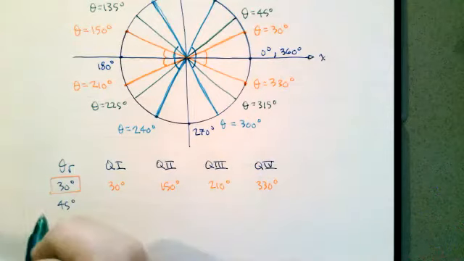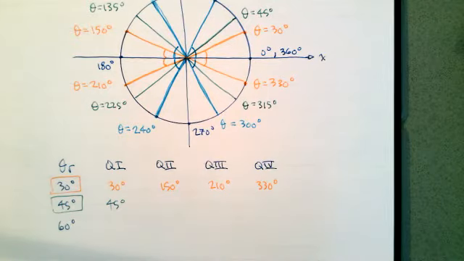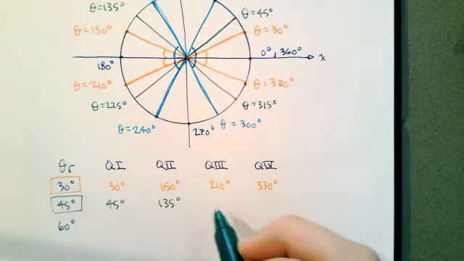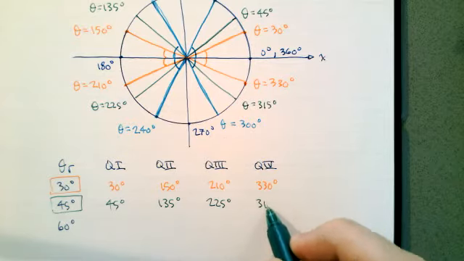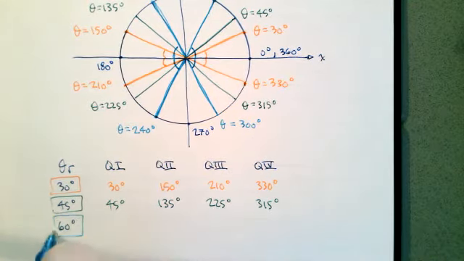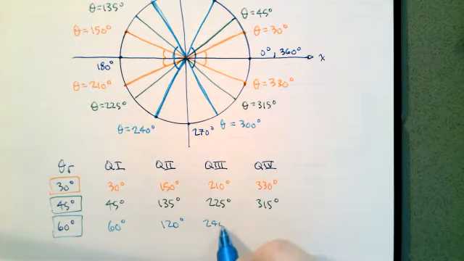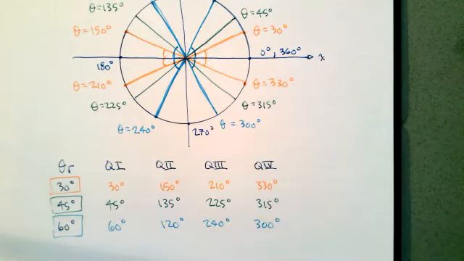The 45-degree reference angles in each of the 4 quadrants. In quadrant 1, it's just 45 because it's always the same. In quadrant 2, it's 135. In quadrant 3, 45 degrees is 225. And in quadrant 4, 45 degrees is 315. And finally, associating by 60-degree reference angles, we have 60 degrees in quadrant 1, 120 degrees in quadrant 2, 240 degrees in quadrant 3, and 300 degrees in quadrant 4.